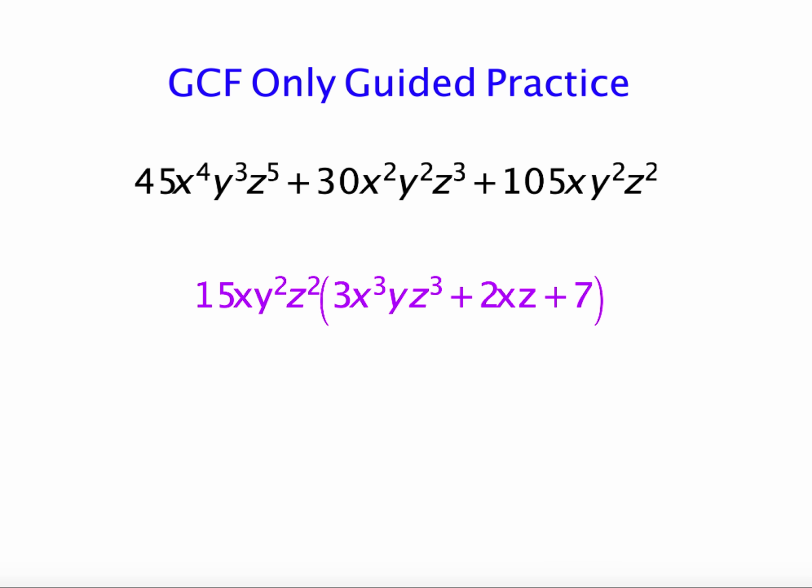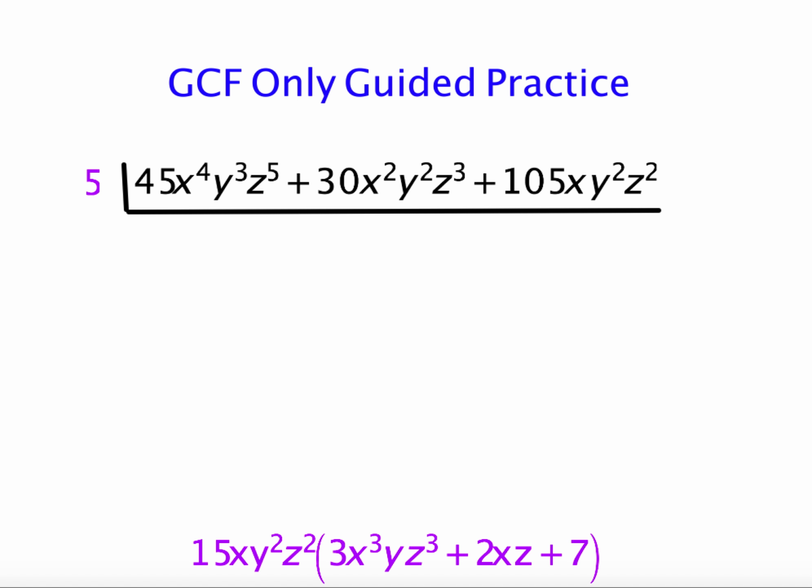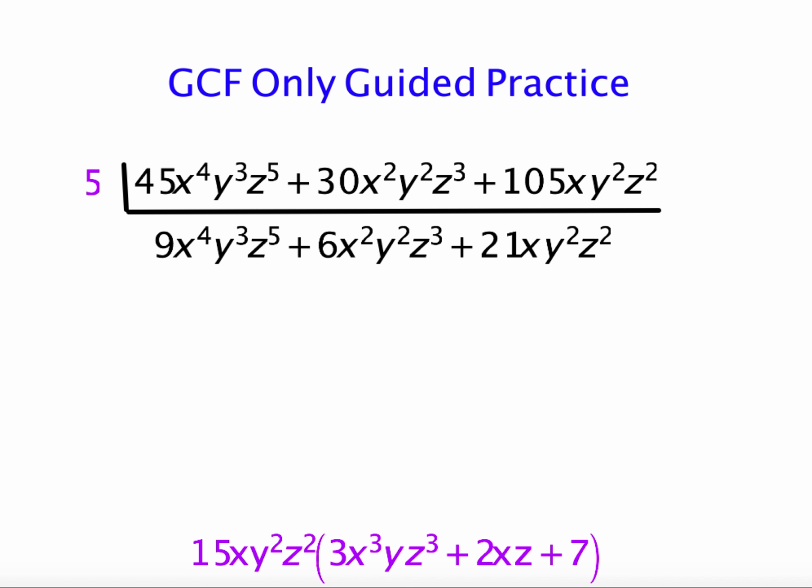I'm going to look for a common factor of the coefficients. The one I see most immediately is 5. So then I'm going to divide through by 5. I'm going to go through this kind of fast because you can probably just see where you made a small mistake. Dividing through by 5, 9, 6, and 21 still share a common factor, which is 3. So I'm going to divide through by 3.